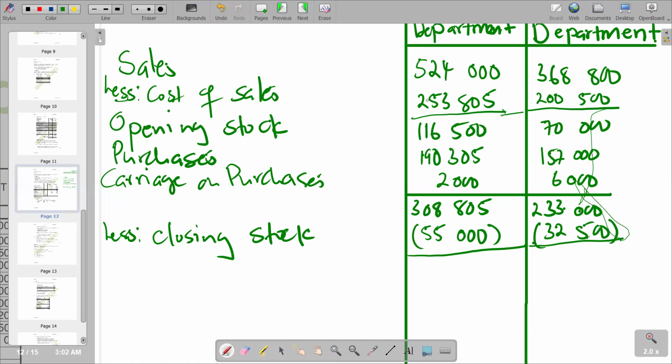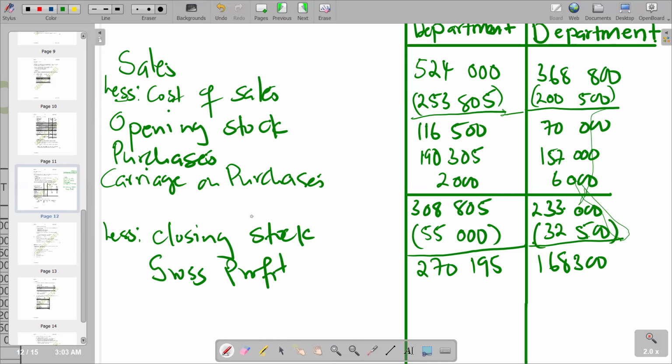So we're subtracting our cost of sales from sales and putting our brackets. Now for the takeaway department, 534,000 minus 253,805, and you get your gross profit here, which is going to be 280,195. Do the same in the column for restaurant department: 368,800 minus 200,500. The answer you're supposed to get here is 168,300. So this is the description of our gross profit.